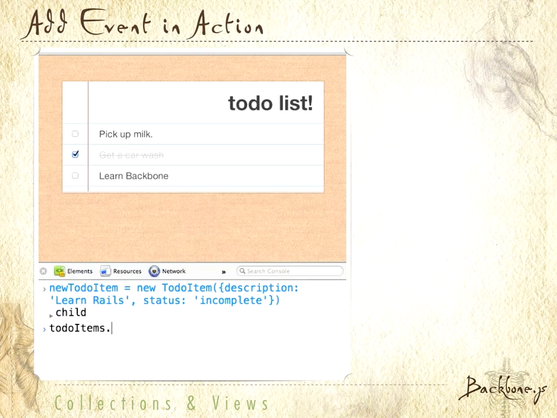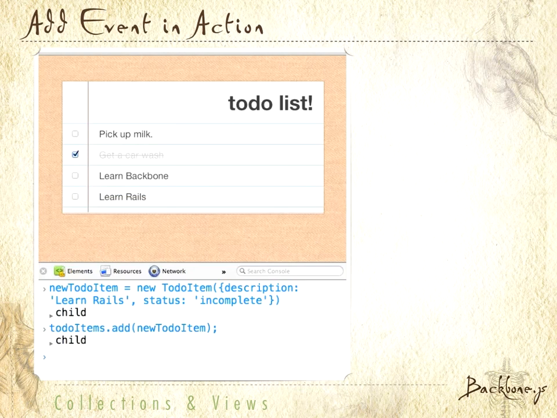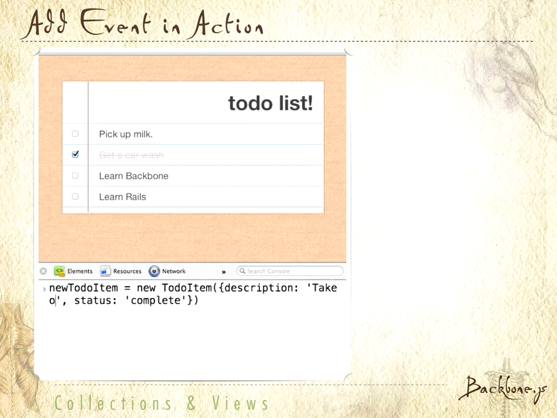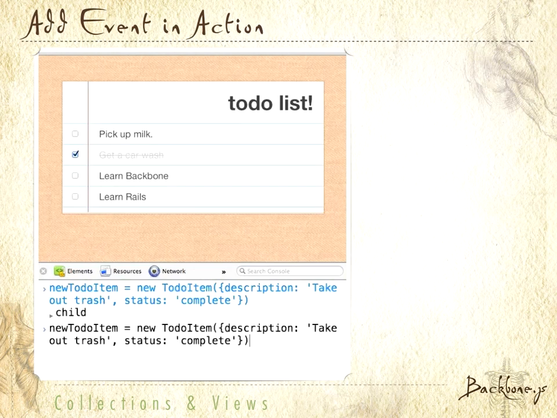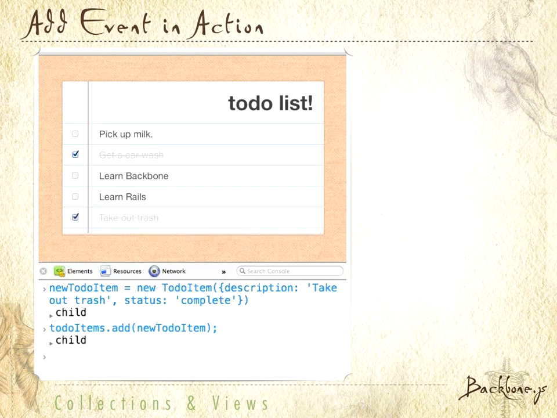Here we've already got a couple of to-do items in our collection on the view, and we're going to go in the console and add a new to-do item with a description and status. And as you can see, the view has been updated with our new to-do item. And let's just see that again. This time let's change the status to complete and give it a different description, and we can see that it works correctly.